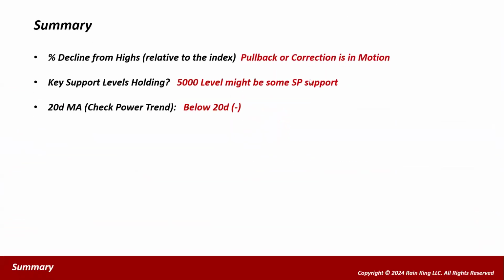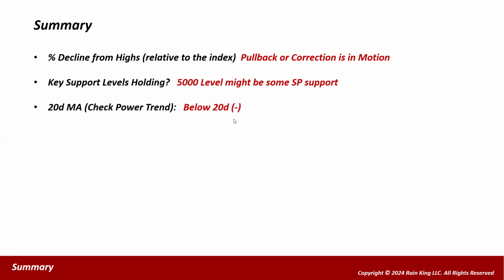So where's the market? Well, we certainly are in a pullback. We've pulled back about 5%. If we get down to 8%, I call that a correction. It's certainly all in motion right now. The S&P might get some support at the 5,000 level, but it might go deeper. We don't know. A lot of uncertainty with interest rates, the Fed, as well as Middle East situations.